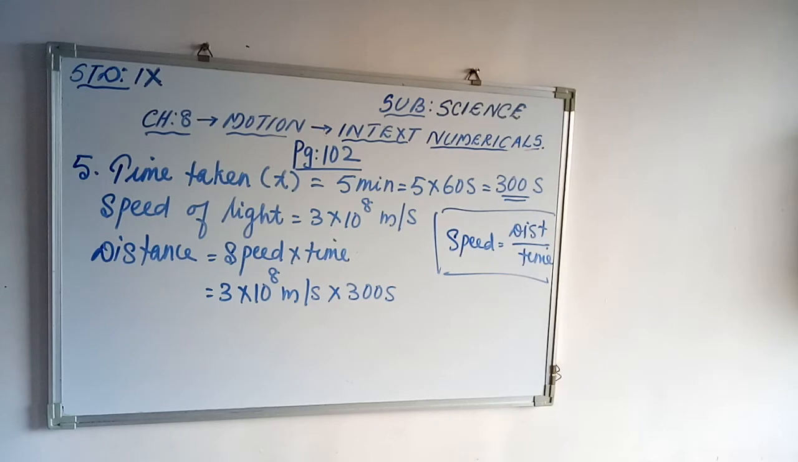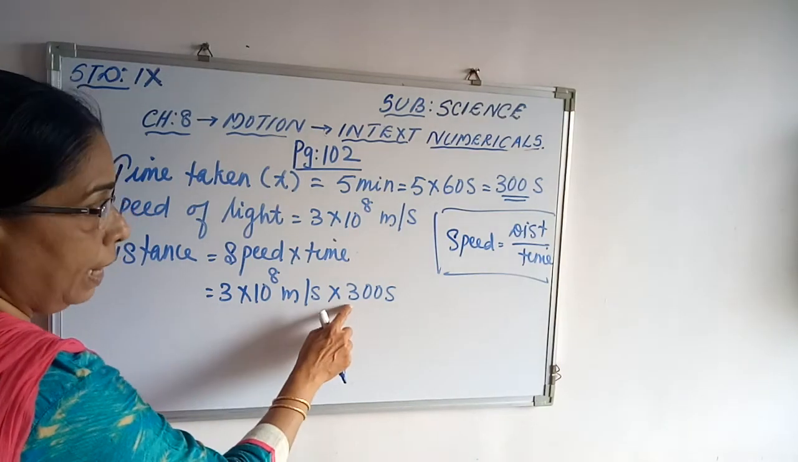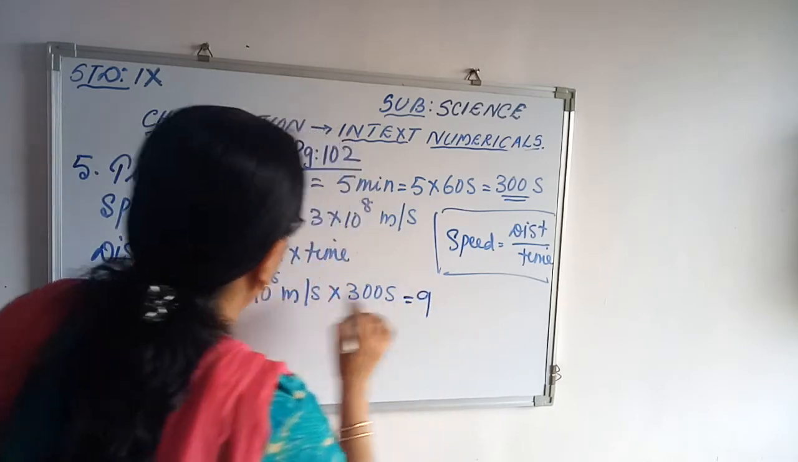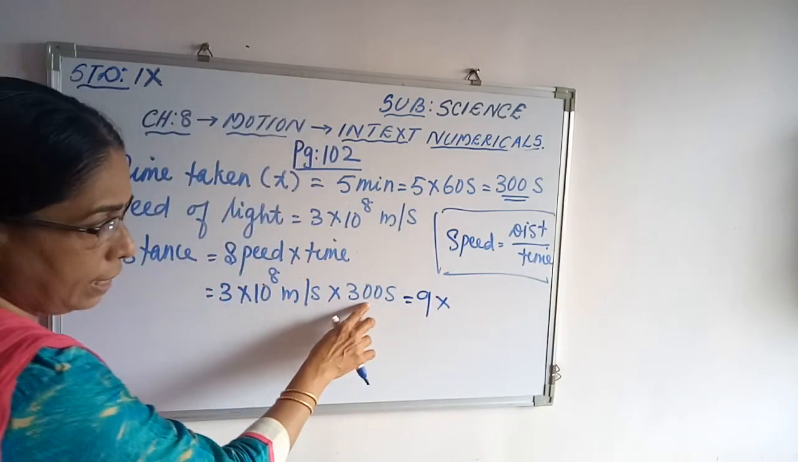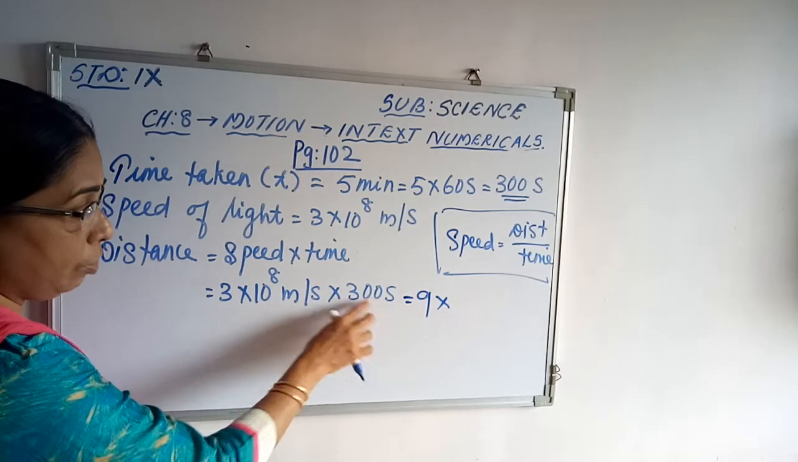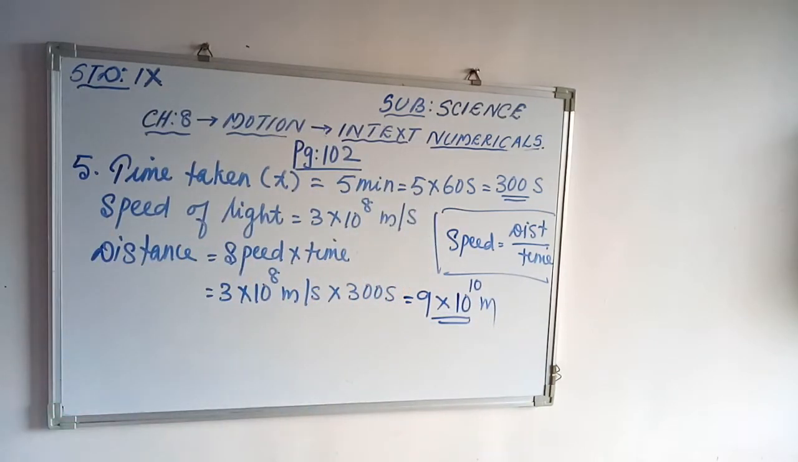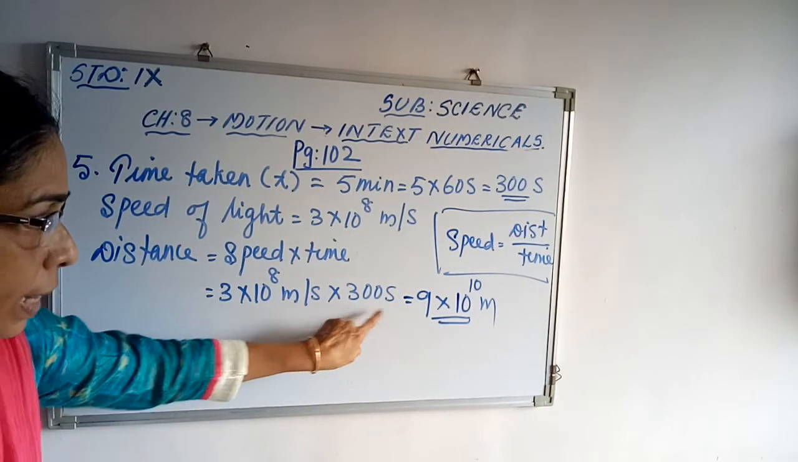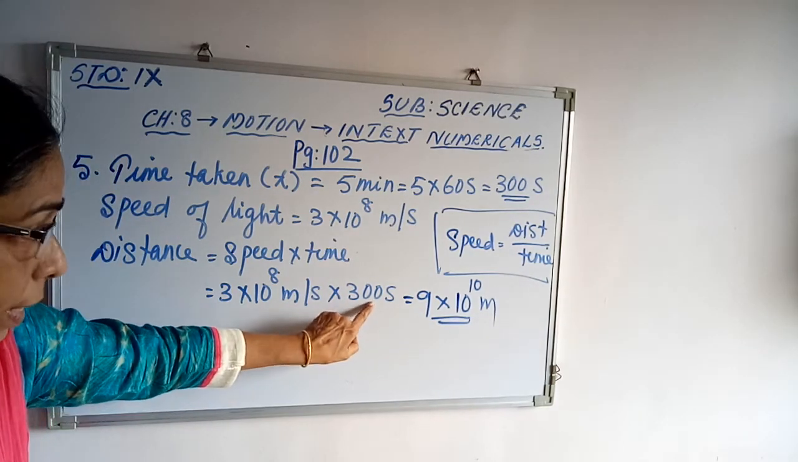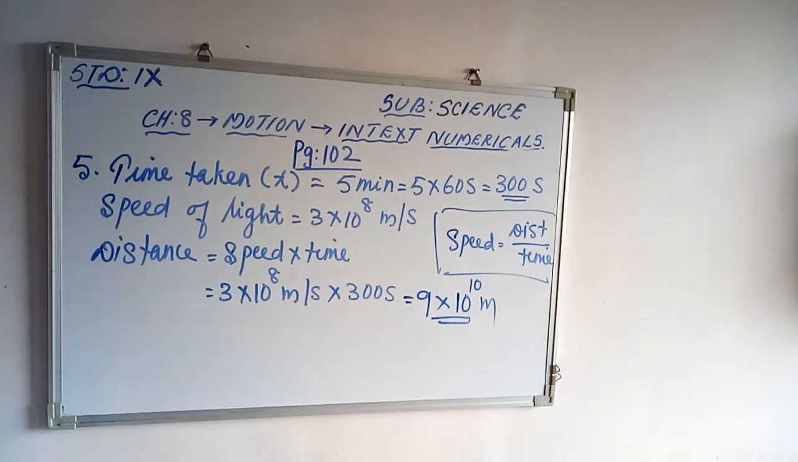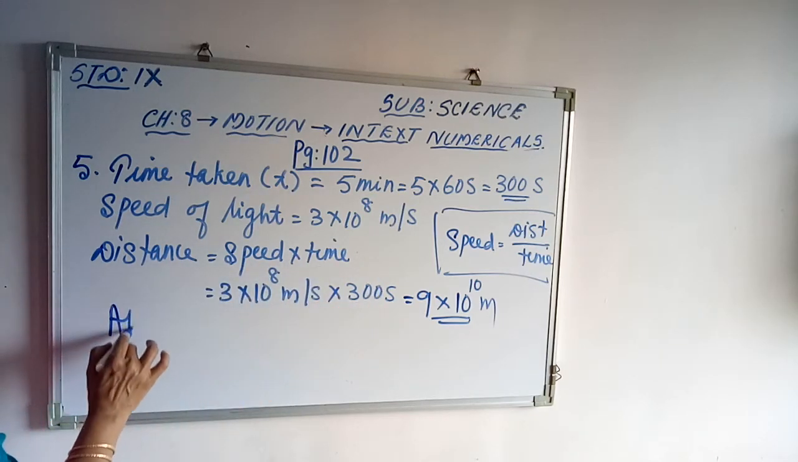Isn't it? So that will give you 3 into 3, 9. That's equal to 9 into, see here, 300, that means 10 square. 10 square into 10 raised to 8 will give you 10 raised to 10 meter. Understood the calculation? 3 into 3, 9. Here 100 means 10 square. 10 square into 10 raised to 8, 10 raised to 10. And second will get cancelled. You will get the unit meter. So, therefore, you can write distance of the spaceship. That is the final answer you have to write.